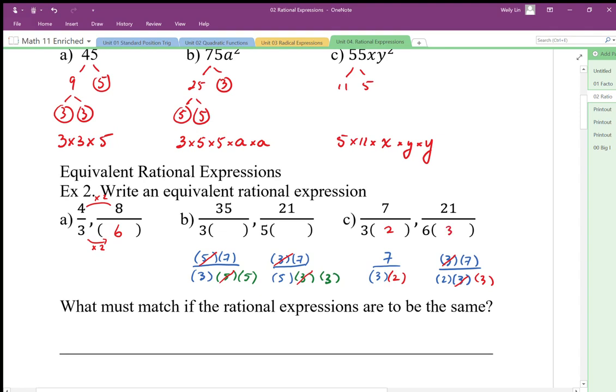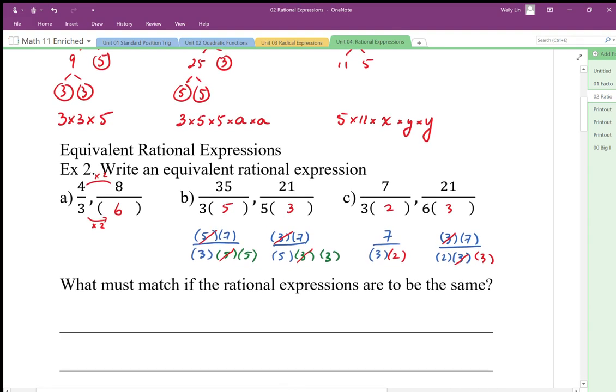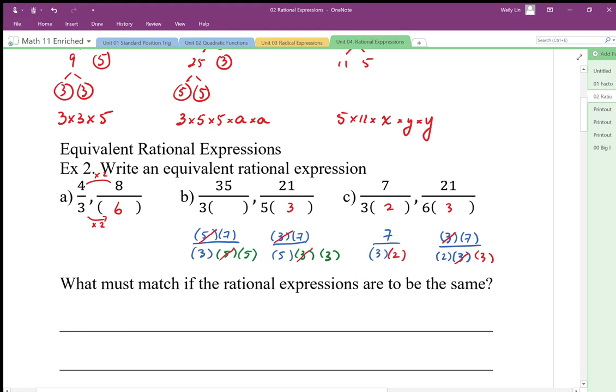Here we needed to introduce a factor of 5. Here we need to introduce a factor of 3. Oops, sorry, that's not correct. This is 5 times 5, because one of the 5's canceled, and here was 3 times 3, because one of the 3's canceled.